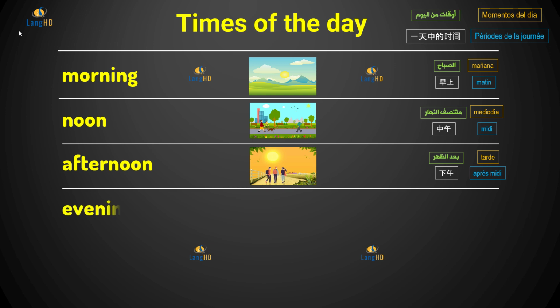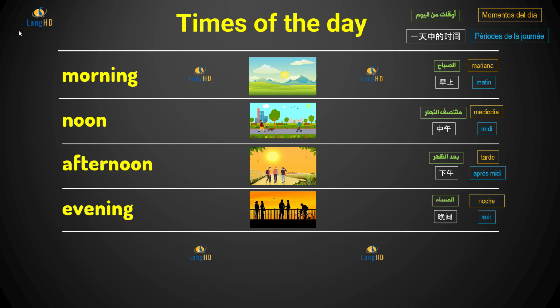Moving on, we have the evening. Repeat after me. Evening. Well done. The evening starts when the sun begins to set and lasts until around 9 p.m. It's the time when we usually have dinner and spend time with our family and friends.